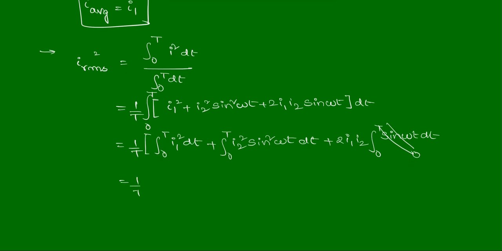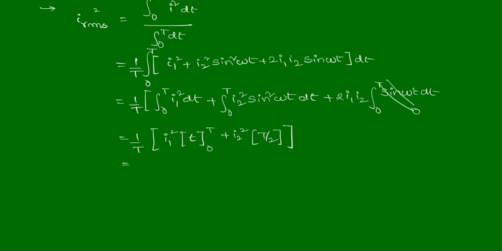In that 1 by T we can bring I1 square outside. Integration of dt will be T, so the limits are 0 to T, plus I2 square integration of 0 to T sine square omega t, which will be T by 2. I gave that as a note point, just refer to that note point. From this we can take T as common, the T gets cancelled. We are left with I1 square plus I2 square by 2. This is I RMS square value. So I RMS will be equal to the square root of I1 square plus I2 square by 2.